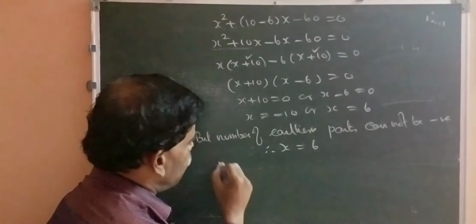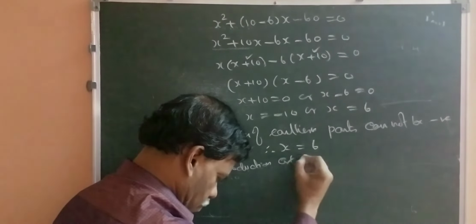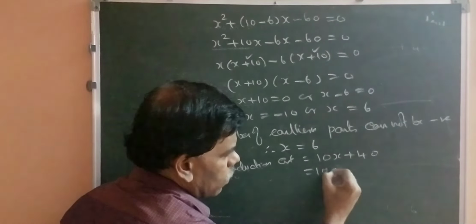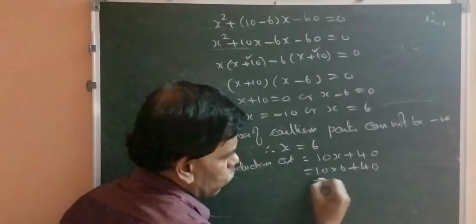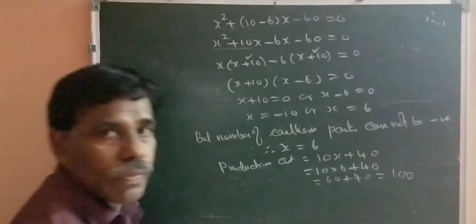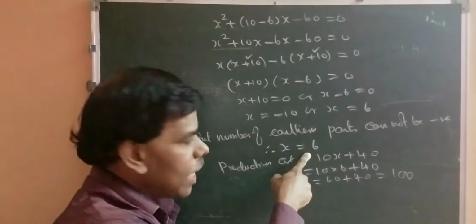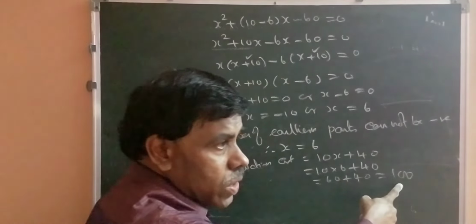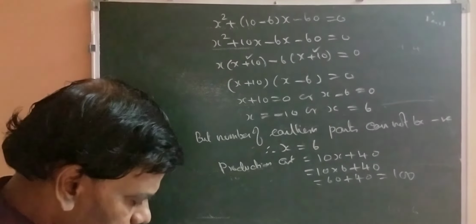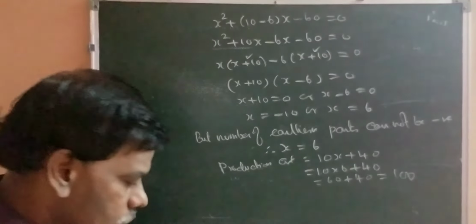And what is the production cost? 10x plus 40, no? So 10 into 6 plus 40, equal to 60 plus 40 equal to 100. Now you see how many pots he is making? 6. What is the cost of each pot? 100. 6 into 100, 600. That is what they gave. See, the production cost of all pots per day is 600.